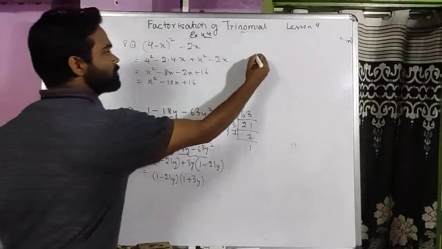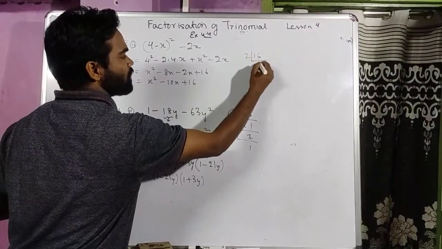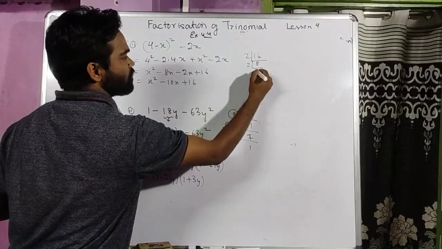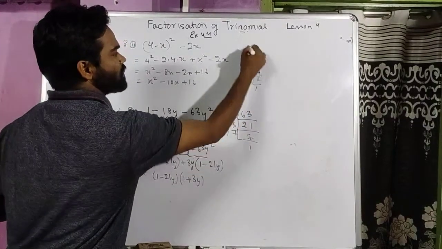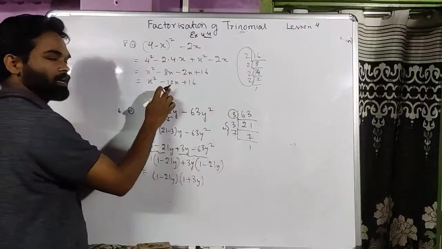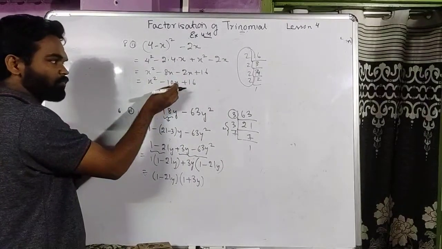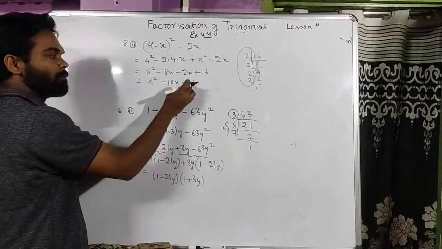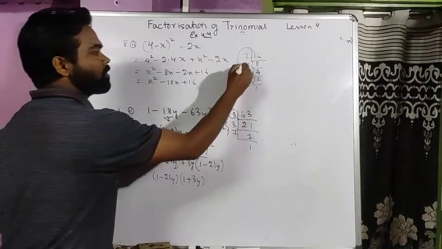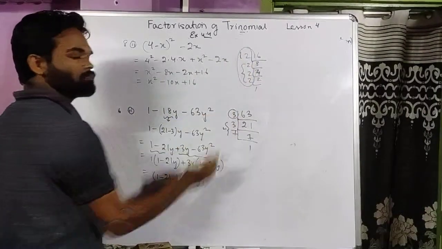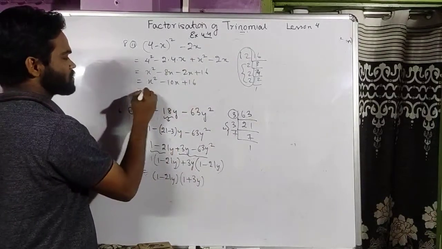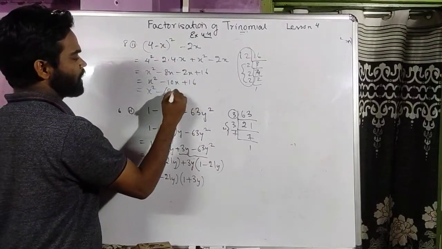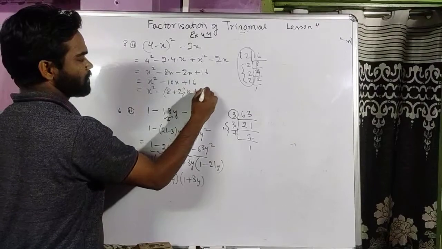16 1s are 16. We'll find the prime factors of 16. We'll arrange this in such a way that we should get 10, and it will be the sum of two numbers. Why? Because both are positive. So it will be a sum of two numbers. Very easy. 8 and 2. 8 2s are 16 and 8 plus 2 is 10. So we can write this as 8 plus 2. Look carefully.